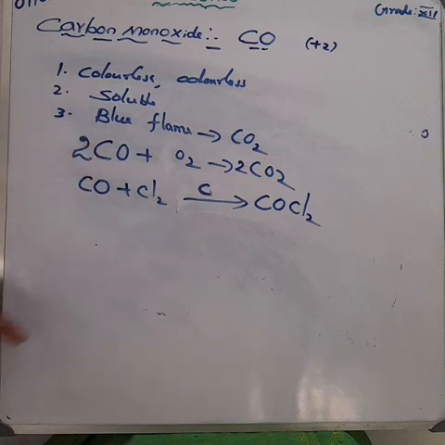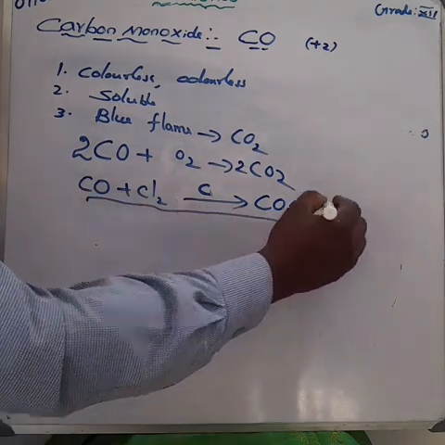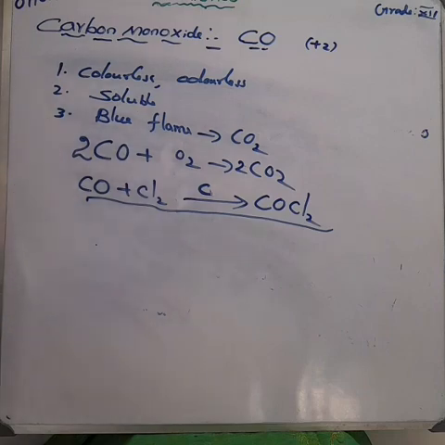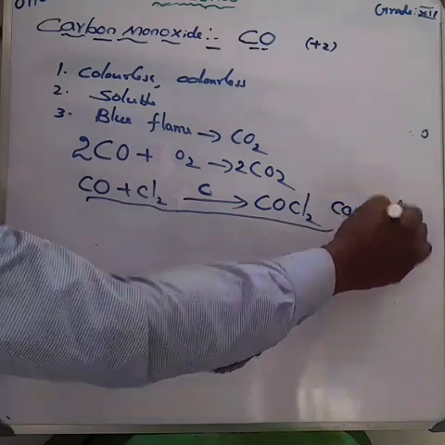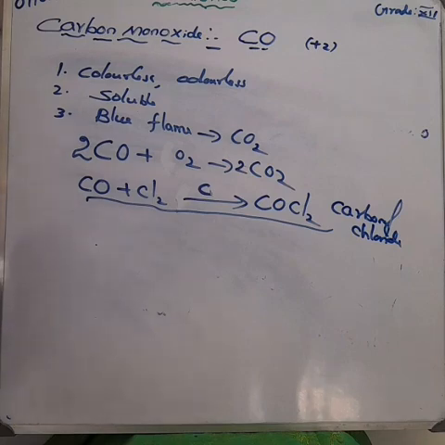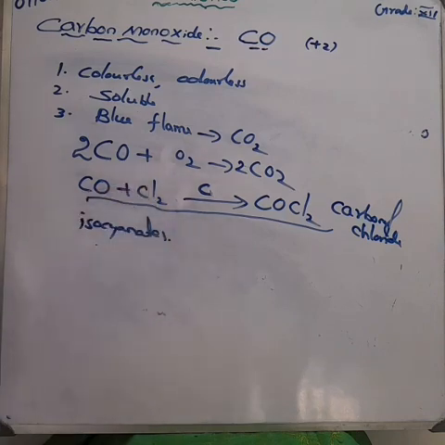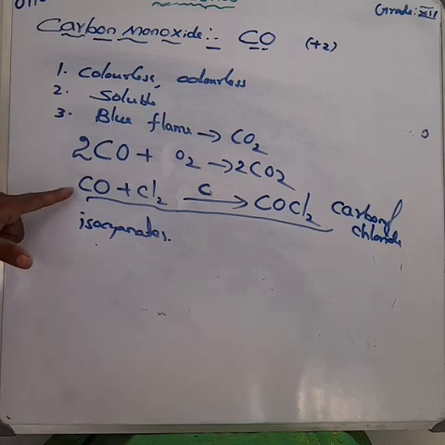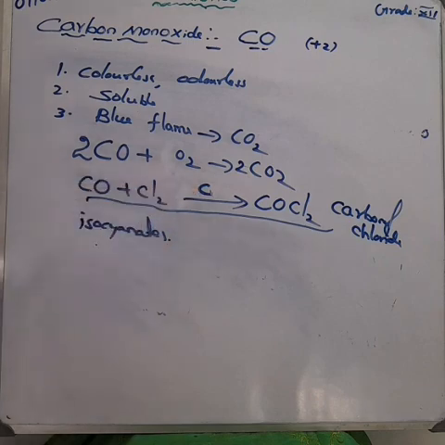Very important question. Make it important. Carbon monoxide reacts with chlorine, we get COCl2. That name is called carbonyl chloride, otherwise known as phosgene. What is the use? It is used in the synthesis of isocyanate, methyl isocyanate. Already we learned that in the 11th grade. That is one use of phosgene. And we also have to write the equation: CO reacts with Cl2 in the presence of charcoal, we get COCl2.